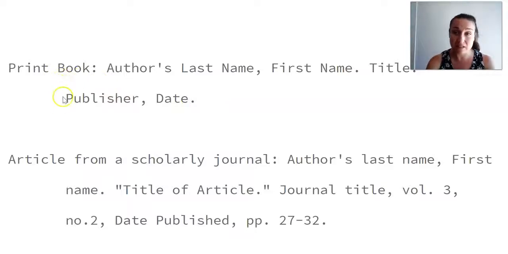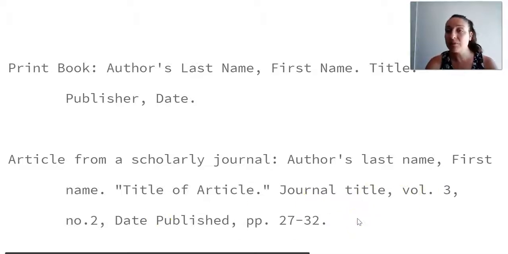This is a hanging left indent, right? Where the top line is flush with the side of the page and then the subsequent lines are indented. An article from a scholarly journal has the author's last name, the first name, then the title of the article in quotes because it's a shorter work, right? And then this information.